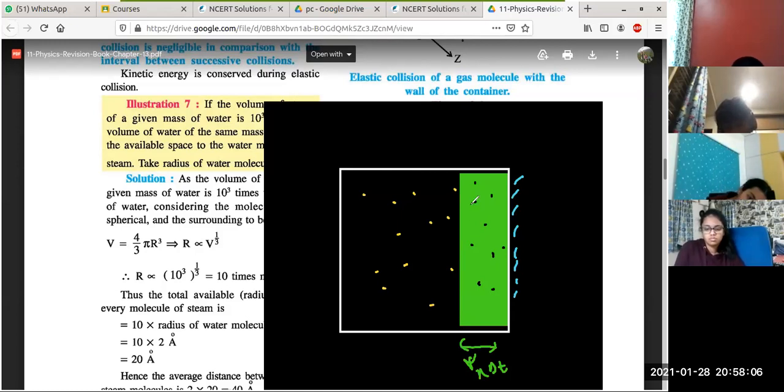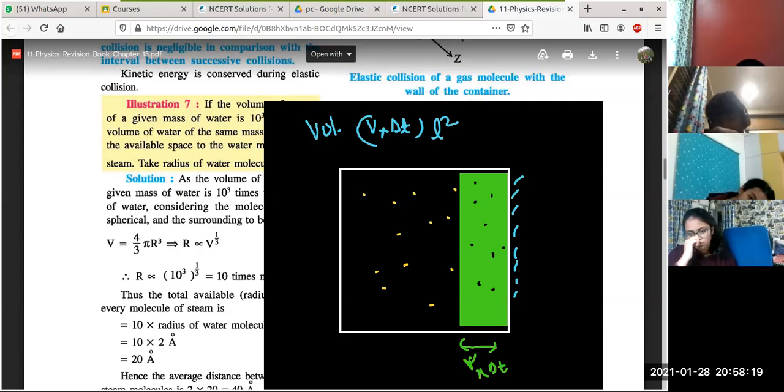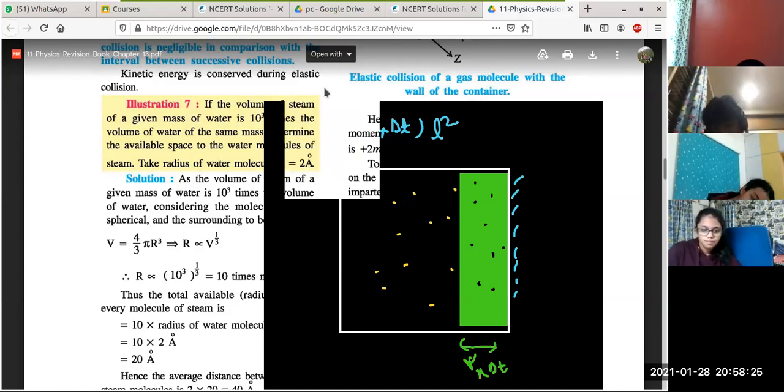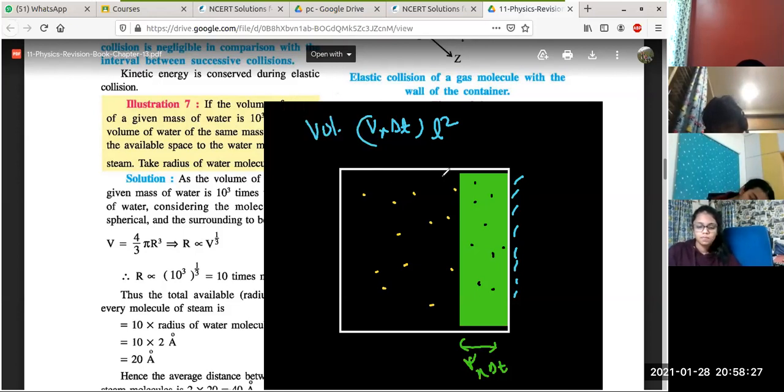So what is the volume of this region? The volume of this region is Vx delta T into L square. Yes or no? Yeah, L square.